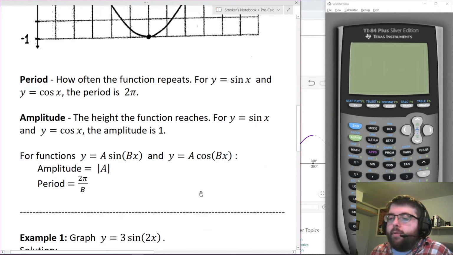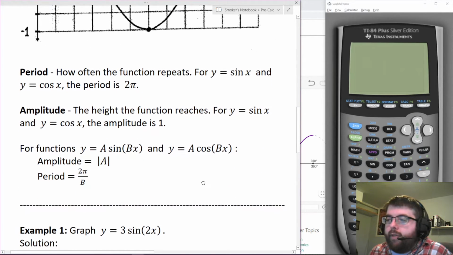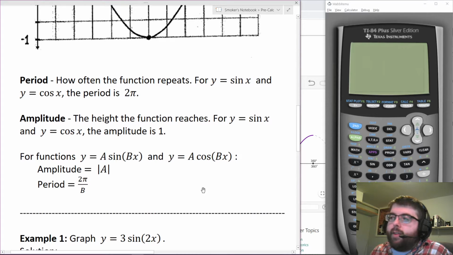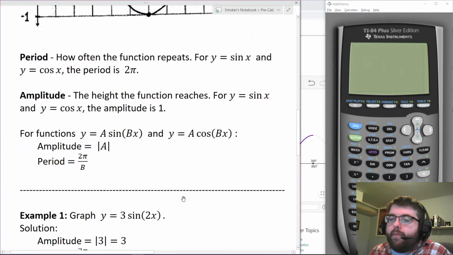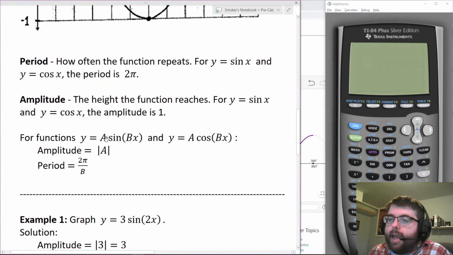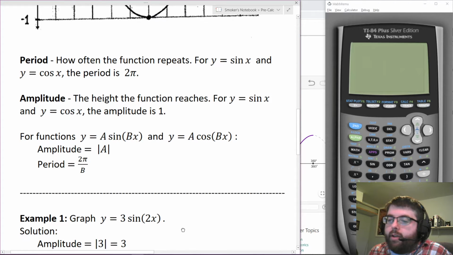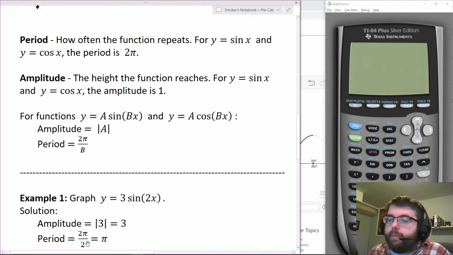I'm hoping that makes sense, but we're going to do an example here. So hopefully, if my description didn't make sense, the example helps. So 3 sine 2x. The amplitude will be 3 because 3 is the a value, and the absolute value of 3 is 3. And the period will be pi, so we're going to get a chance to see this.